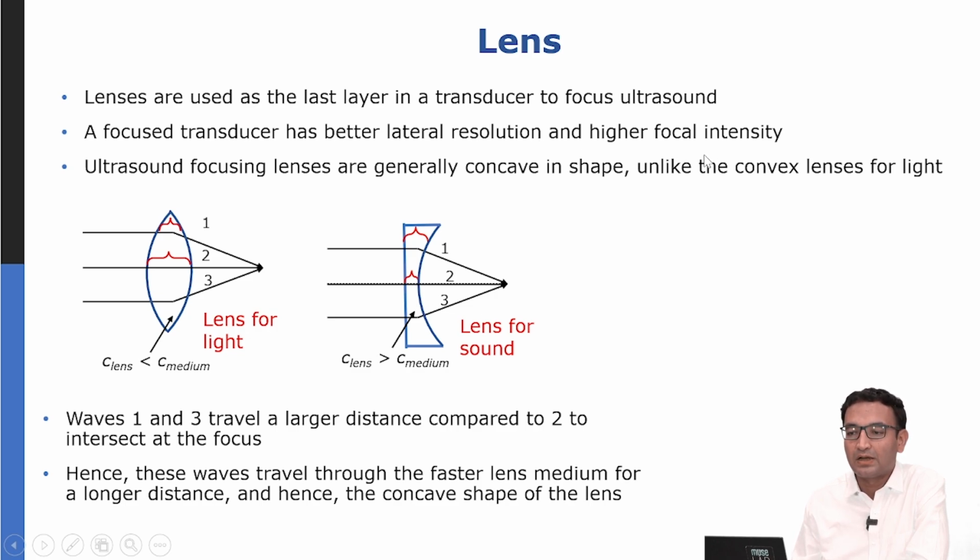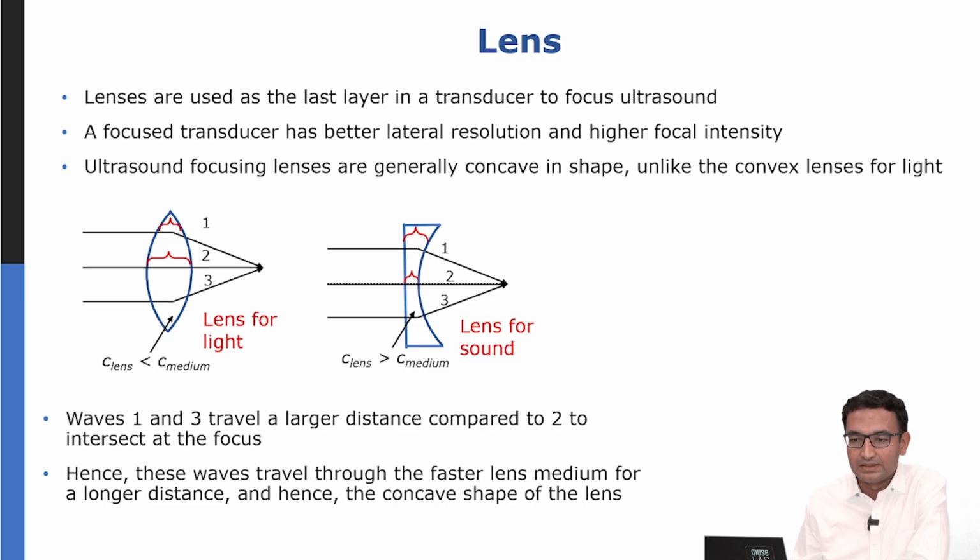What do I mean by that? Well, if you focus sharply, then the image formed will be sharp. Further, the focal intensity is high. That means the energy concentration at the focal point is high, so you will get good signal to noise ratio. Typically in optics, we have convex lenses for focusing. However, in ultrasound, focusing lenses are generally concave in shape, or the transducer crystal itself can have a concave geometry.